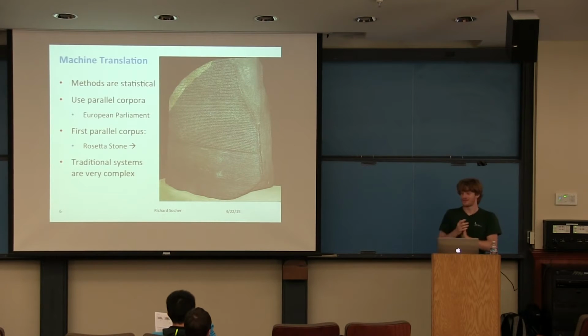The first parallel corpus is actually an interesting story. It is the Rosetta Stone, which allowed us to understand ancient Egyptian hieroglyphs, demotic script, and thanks to us still knowing ancient Greek. So this is actually in some ways the very first parallel corpus that was used for translation, not machine translation, but general translation.